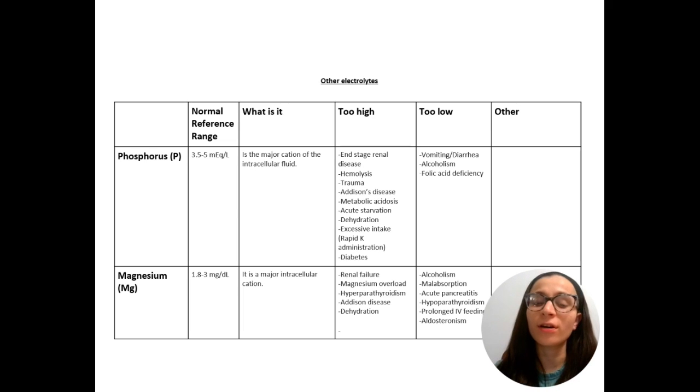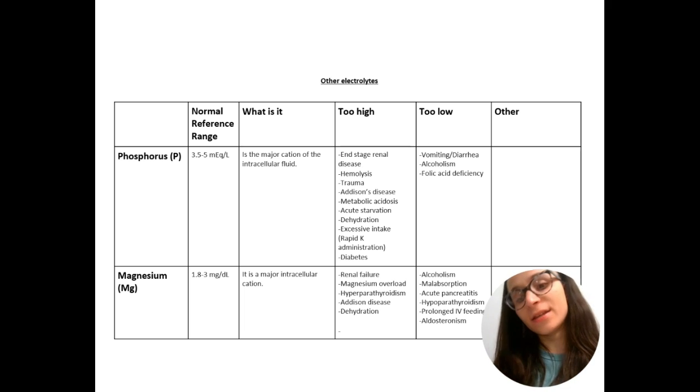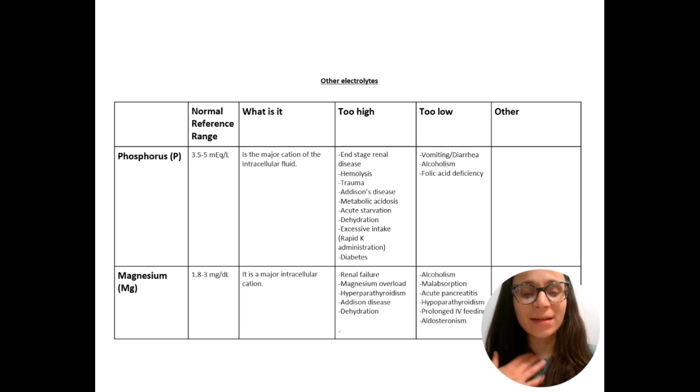Okay, next we go on to other electrolytes not listed before. So phosphorus, normal range is 3.5 to 5. It's a major cation of the intracellular fluid, so in the cell. If it's high, it can indicate a whole bunch of stuff like end-stage renal disease, Addison's, metabolic acidosis. If it's low, it could be because they either pooped it out or spit it up, so vomiting, diarrhea, alcoholism, folic acid deficiency, etc. Next, we go on to magnesium.